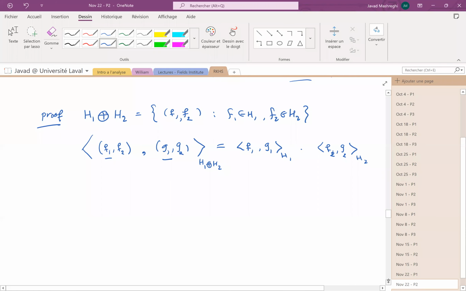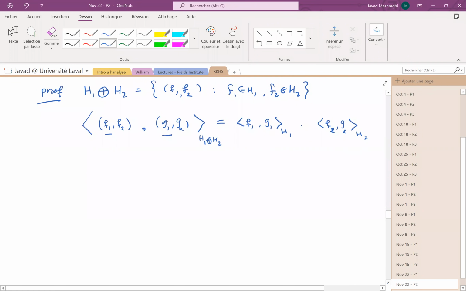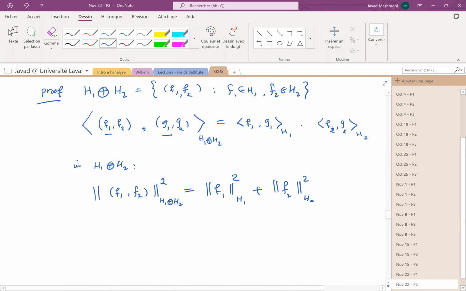The rest is easy to prove, that this is well defined and we obtain a Hilbert space. And moreover, in this space, H1 plus H2, the norm of the pair F1, F2 squared is equal to the norm of the first component squared plus the norm of the second component squared. Good.